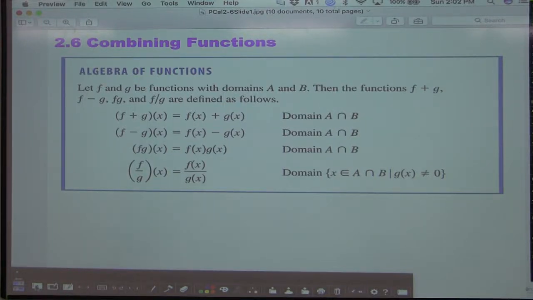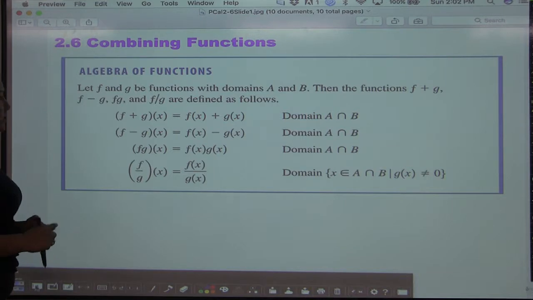Hello there, this is a pre-calculus video, chapter 2, section 6, combining functions. So this is a summary of the algebra of functions. We have addition, subtraction, multiplication, and division.